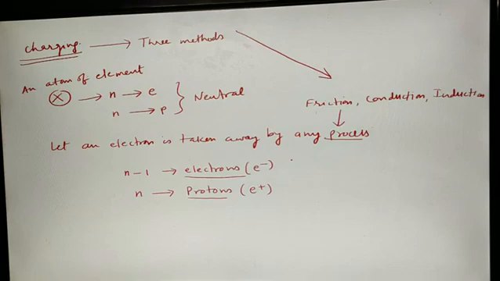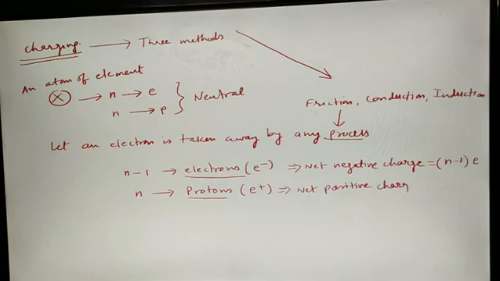So here, since an electron is taken away, net negative charge equal to n-1 times the charge on an electron, meaning E. Similarly, net positive charge equal to nE. This is negative, this is positive. We can easily understand that there is extra positive charge equal to E. If you want, we can write E plus here and E minus, although in magnitude E plus is equal to E minus.